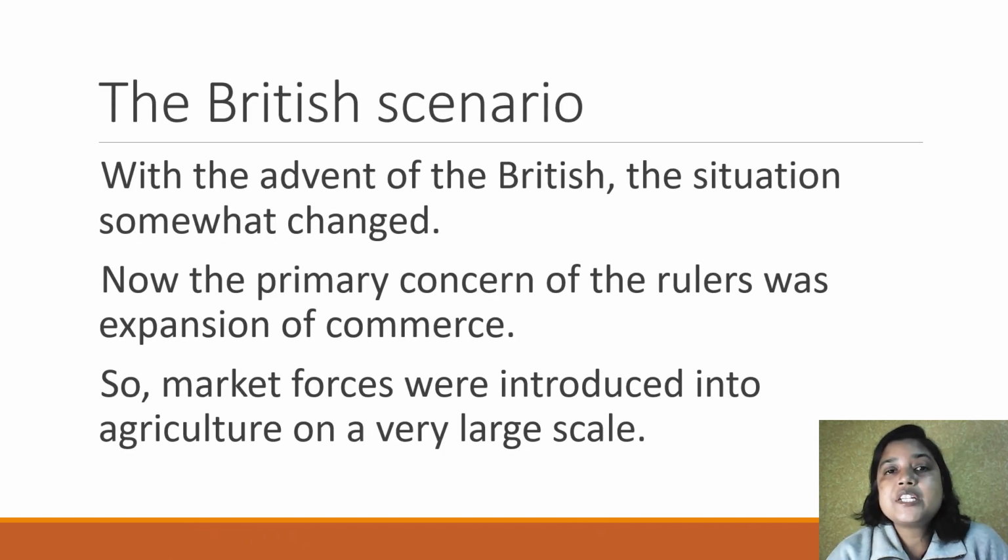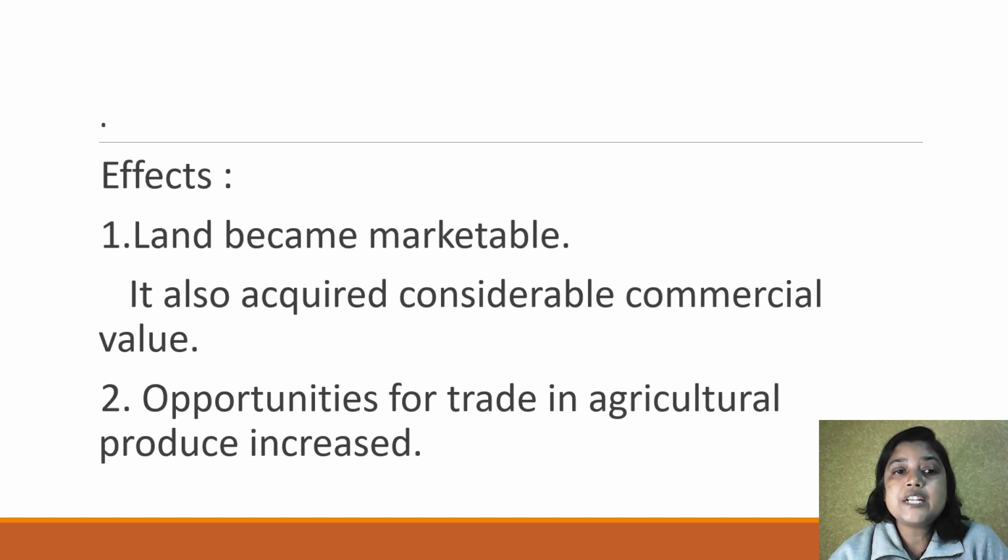Now let us look into the British scenario. What happened to agriculture and commercialization after the British came to India? Now when the British came to India, the situation somewhat changed because now the primary concern of the rulers was expansion of commerce. And so market forces were introduced into agriculture on a very large scale. So changes came about in the agricultural scenario after coming of the British. Now, what were the effects of the British advent and the British indulgence into agriculture? The first effect was that land became marketable and it also acquired considerable commercial value.